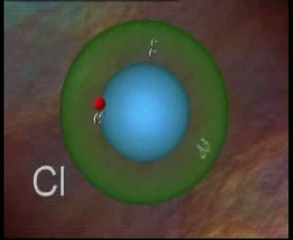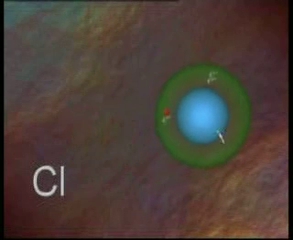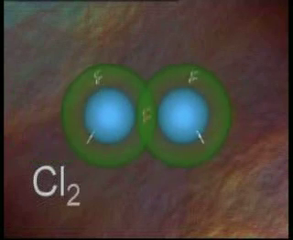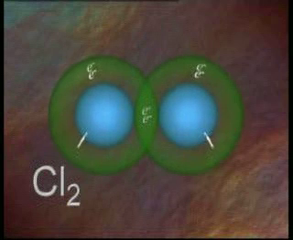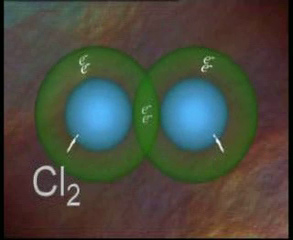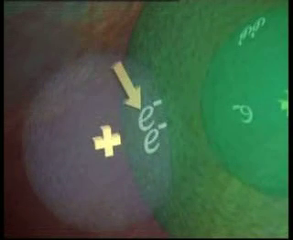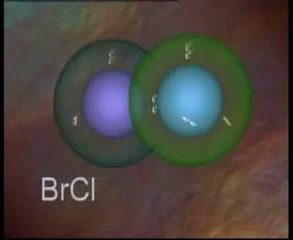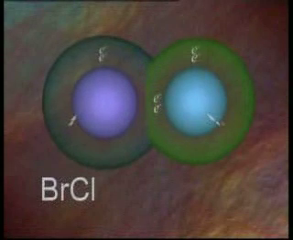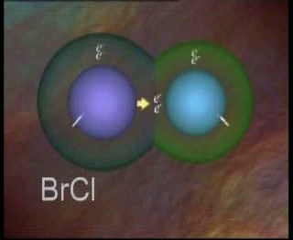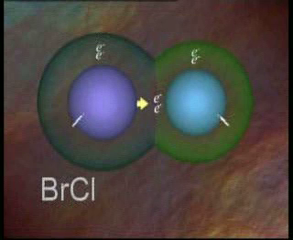Chlorine with chlorine is a covalent bond. The electrons are shared evenly between the 2 atoms. However, in most covalent molecules with different atoms, the electron is going to be more on one side than the other. In bromine chloride, for example, the electron is pulled slightly towards the chlorine.